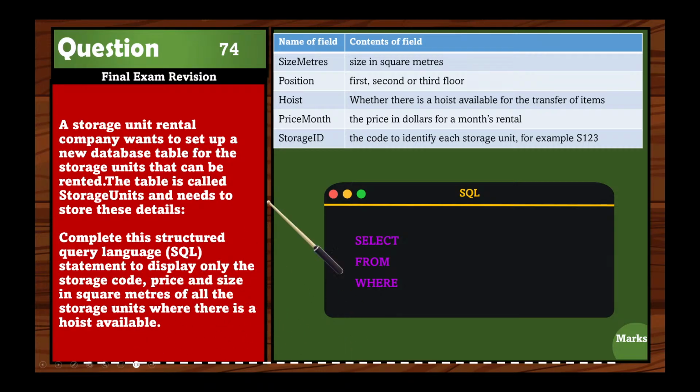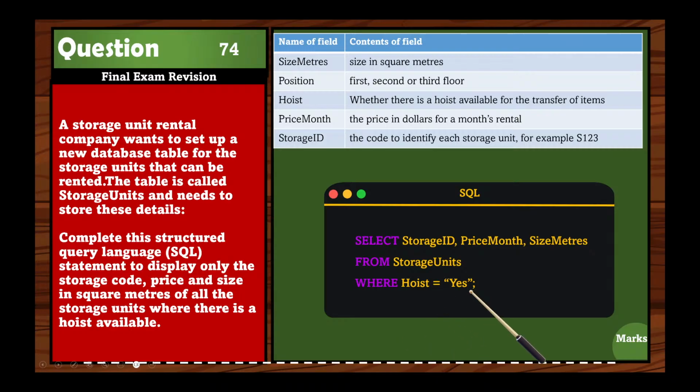So select what? We need to select what? Display only the storage code. So what is the storage code? So storage ID, right? Storage ID, comma, what? Price and size. And size, we have size in meters. So we have to show storage ID, price, month, and size meter from the table. What is the table name? Table name is given here. Its name is storage units. And what is the clause? We need to write here the condition where what? Where hoist equal to what? Yes. Okay. Or you can also write 0 or 1. Because we don't have the table, we can think that 0 means no and 1 means yes, or you can write true or false.